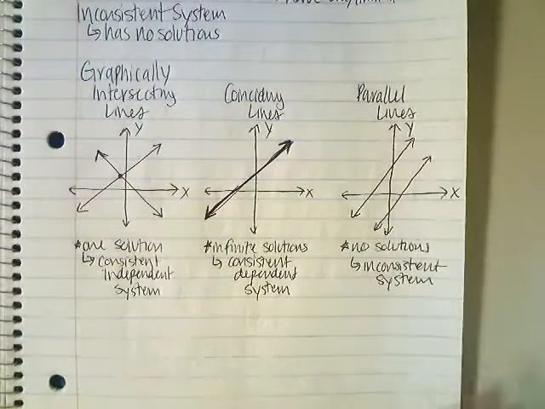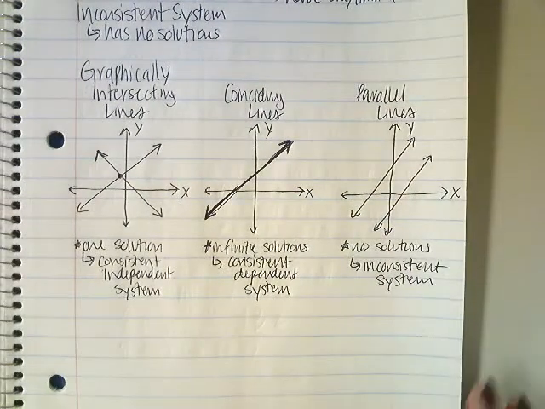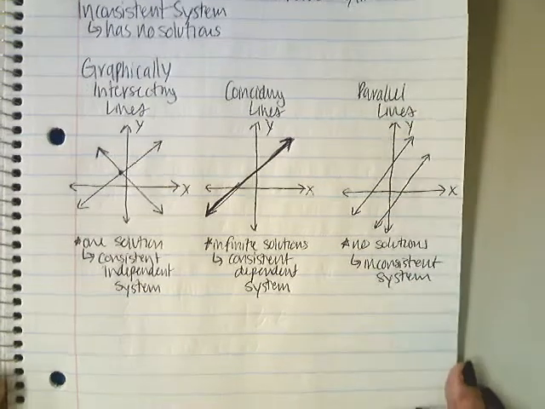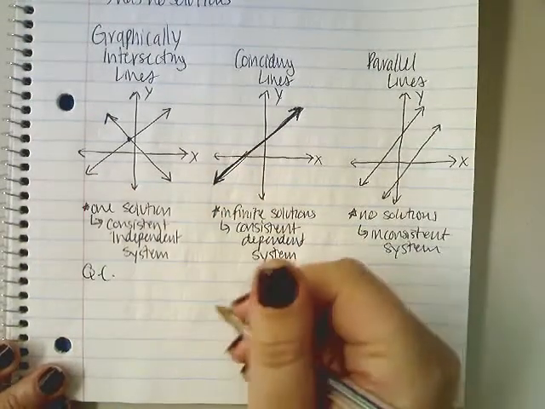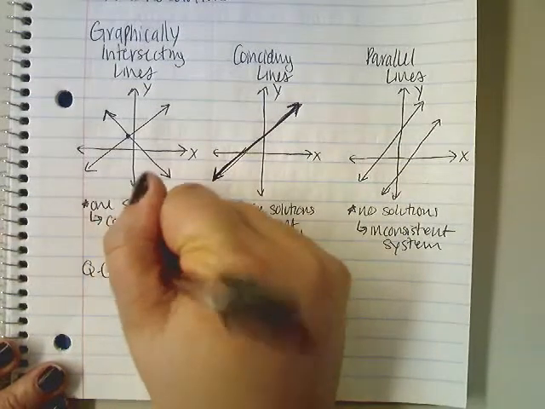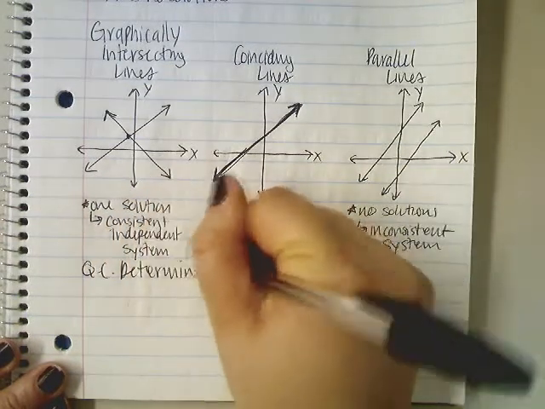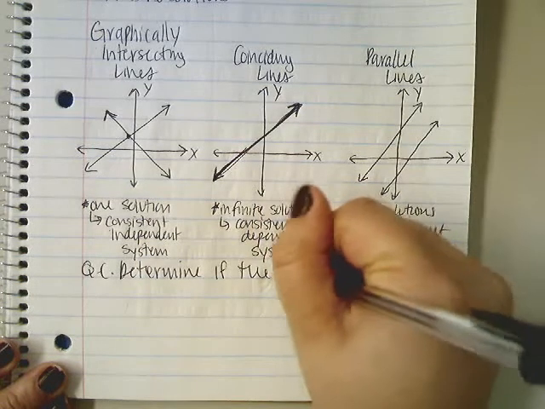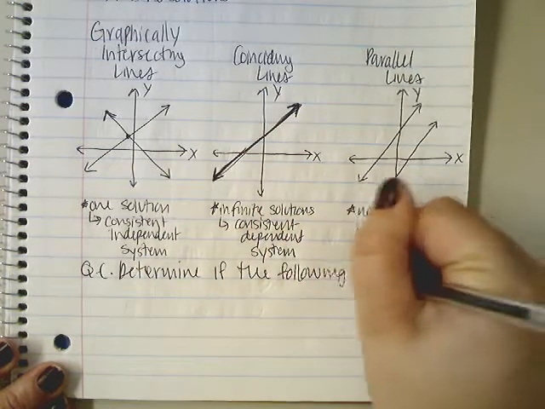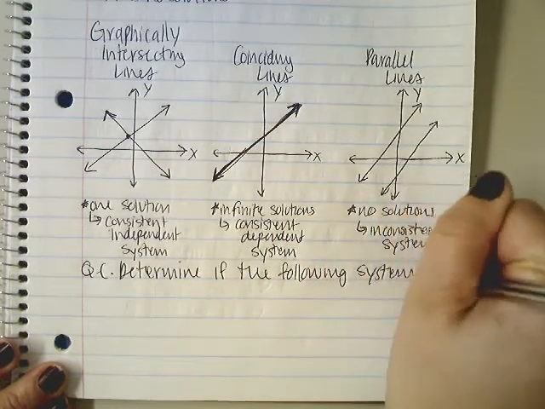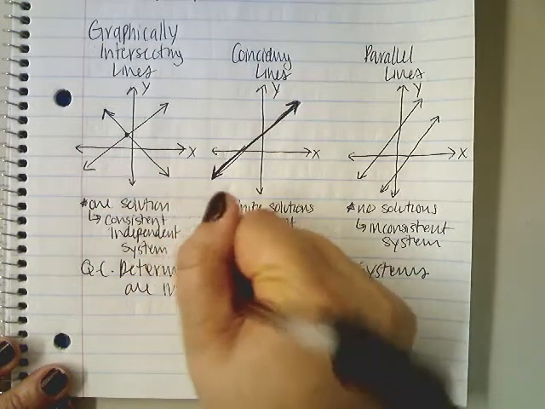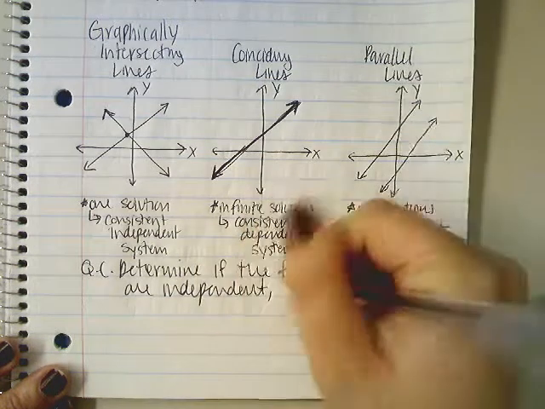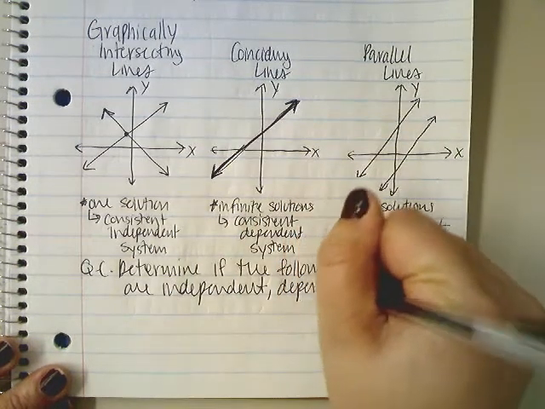So we're just about out of time, but I'm going to have you guys do one quick check on your own. I'll write it here. I want you guys to determine if the following systems are independent, dependent, or inconsistent.